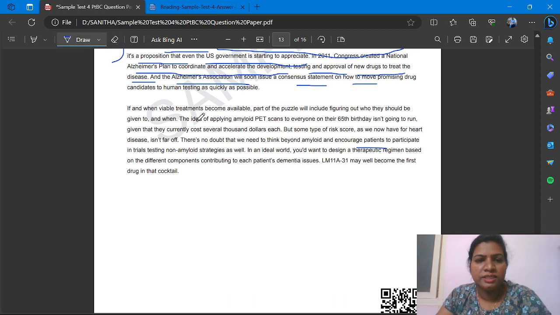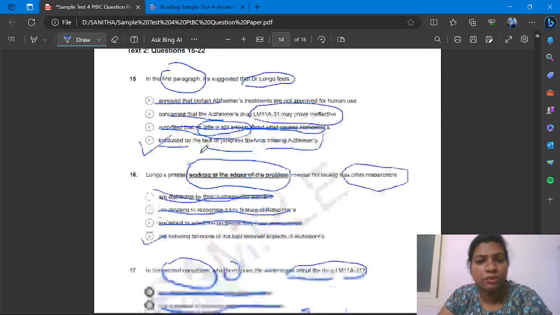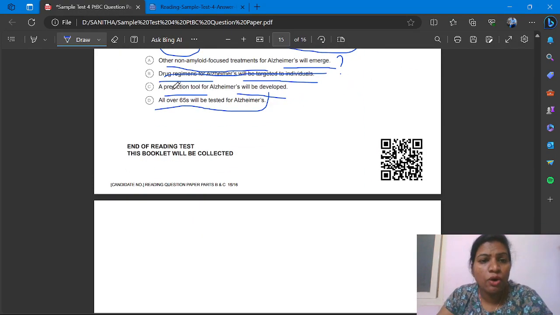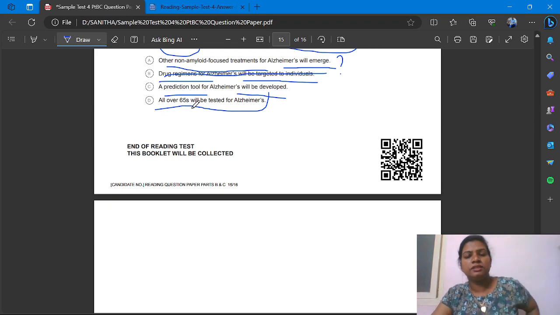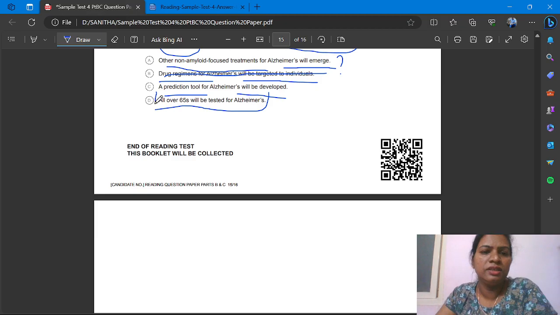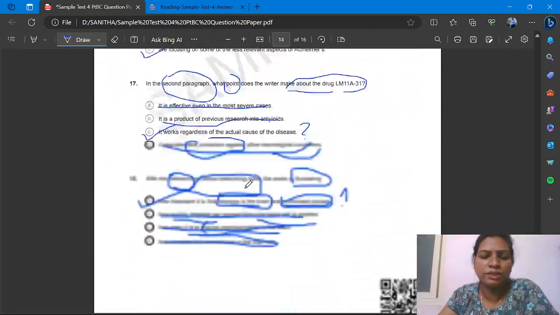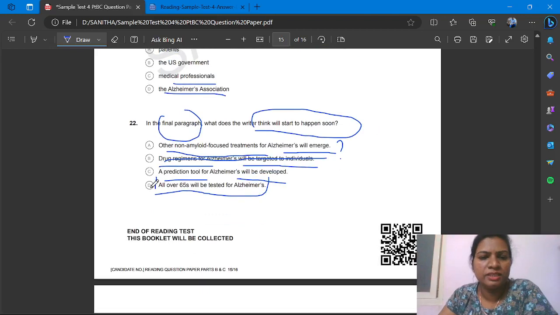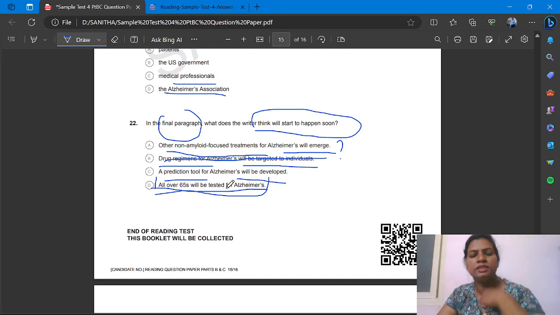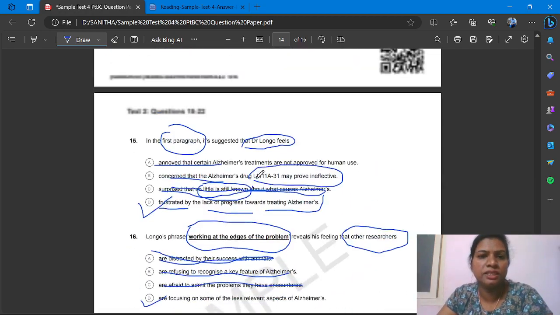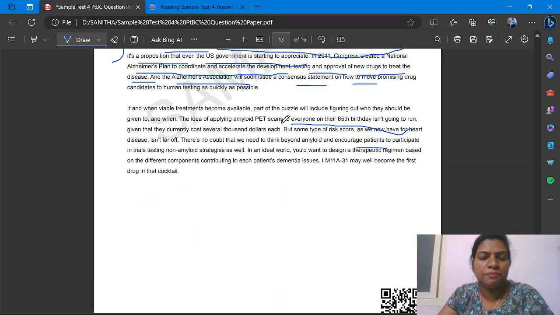See, the idea of applying amyloid PET scans to everyone on their 16th birthday is not going to happen. The option says all over 60s, 65s will be tested for Alzheimer's. No, it is a very costly treatment per scan, so we can eliminate that option. The last option also you can eliminate. We had doubt about the first and the third: a prediction tool for Alzheimer's will be developed. We have to check if this option matches the paragraph.